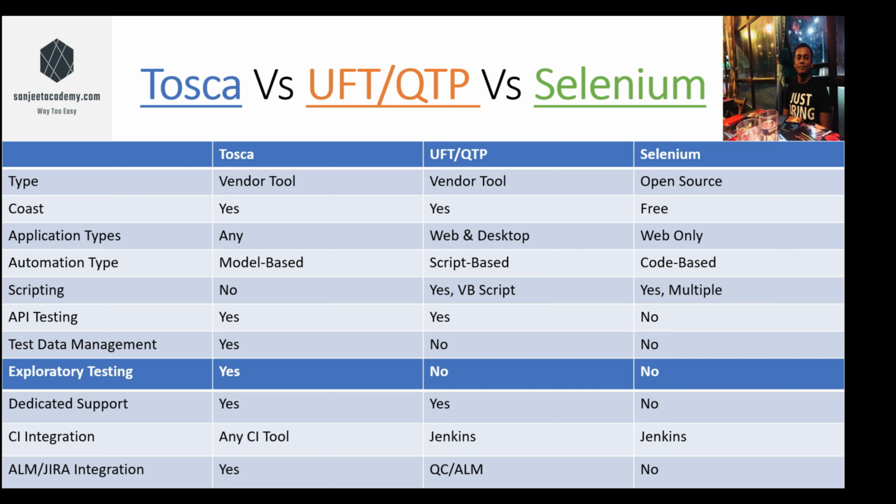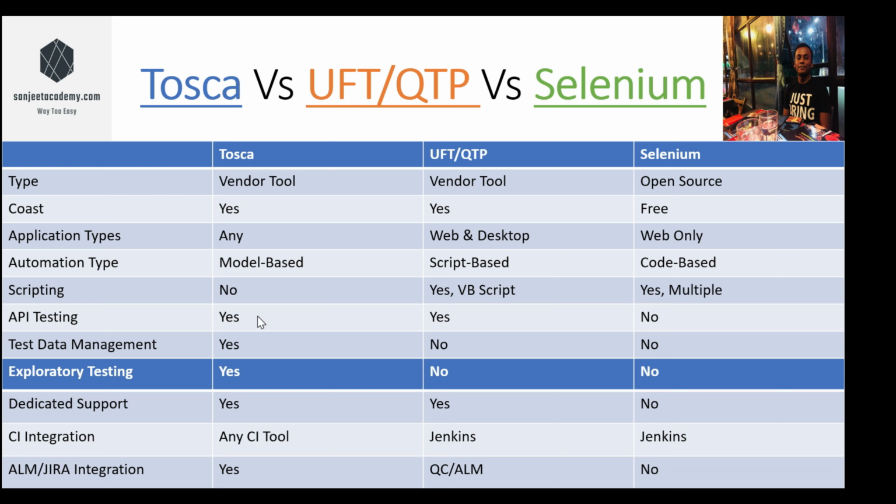Then automation type. As I said, you don't need to be good at coding to work on Tosca, so it is basically a model based approach. But in UFT, QTP, you must have VB scripting knowledge, so it is script based, because its internal logic works on VB scripting. In Selenium, it's code based. If you perform Selenium using Java, you need good knowledge of Java. If you use JavaScript, you need good knowledge of JS. If you use Python, you must have good knowledge of Python scripting. As I said, scripting we don't need in Tosca. Yes, we need heavy scripting in UFT. Yes, multiple heavy scripting languages you need for Selenium.